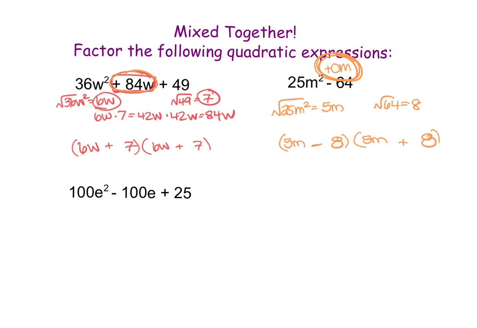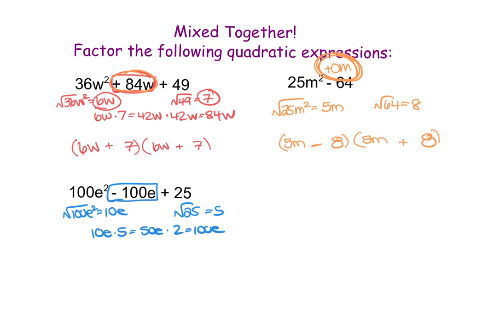Now finally, taking a look at this bottom one, we see that we can square root our a value, so 100e squared, square root that becomes 10e. You can also square root the 25, which is 5. So we see we have a and c are perfect squares. We have a negative middle term, so we're going to check and see if this is a perfect square trinomial. So I check that by taking 10e times 5, which is 50e, and then doubling that, which is 100e. So I can see that this is in fact a perfect square trinomial.